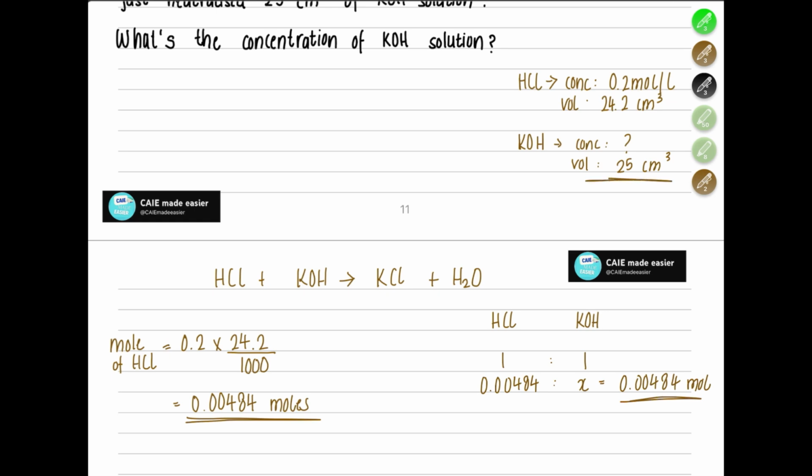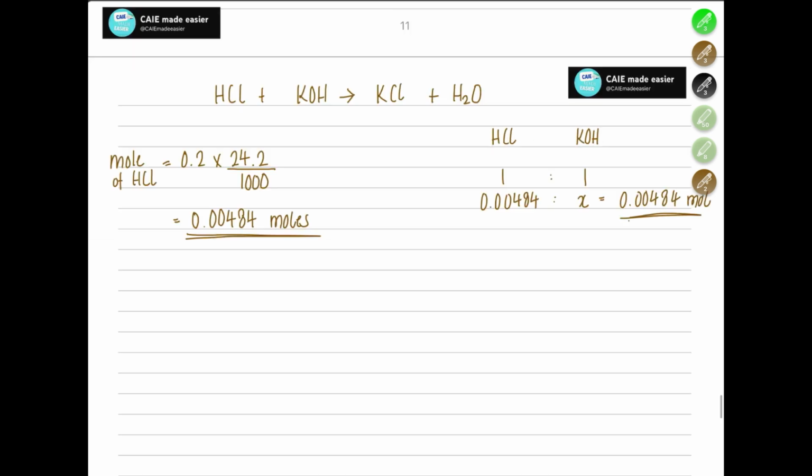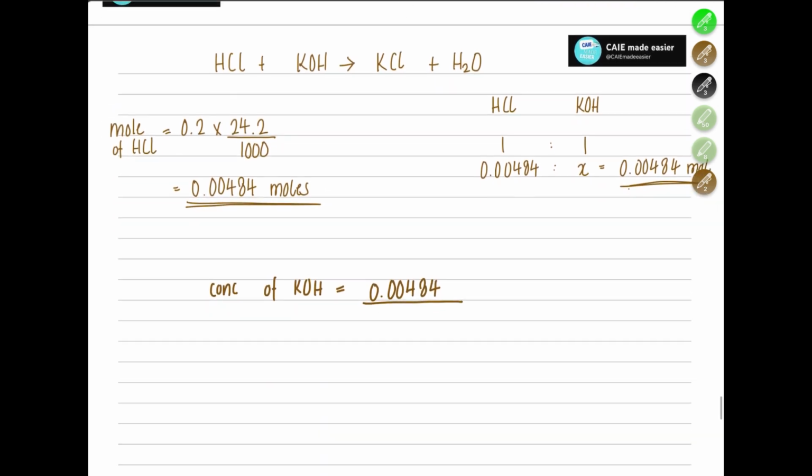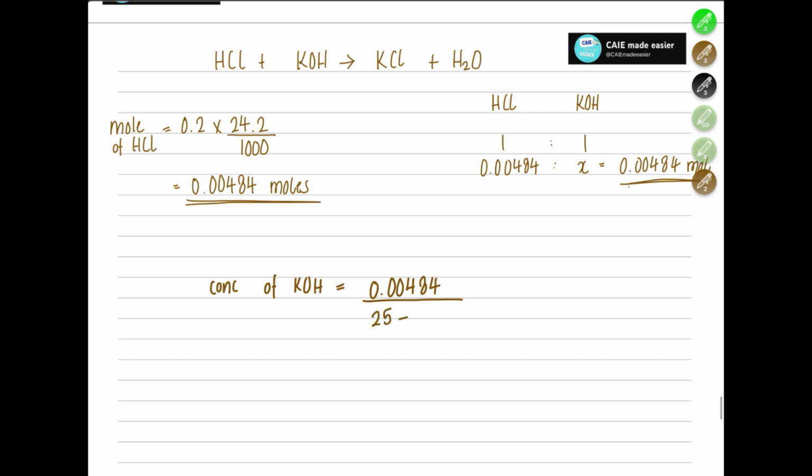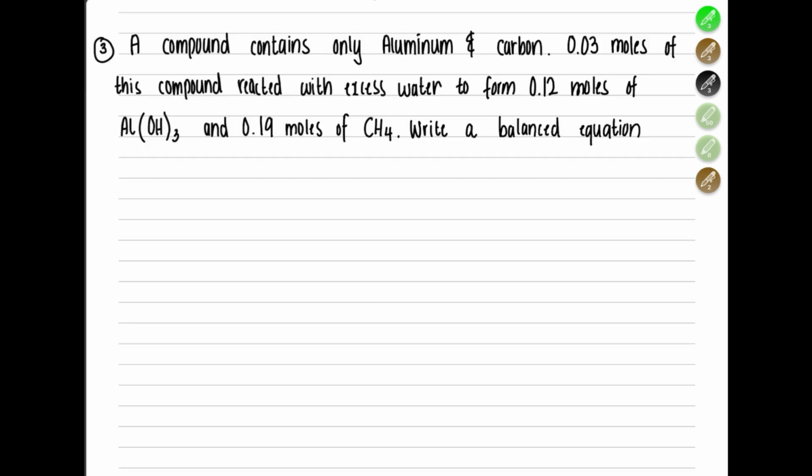We know the volume. Can we find the concentration? Yes. Concentration of potassium hydroxide equals moles, 0.00484, divided by volume in liters, which is going to be 25 divided by 1000, which gives us 0.194 moles per liter.